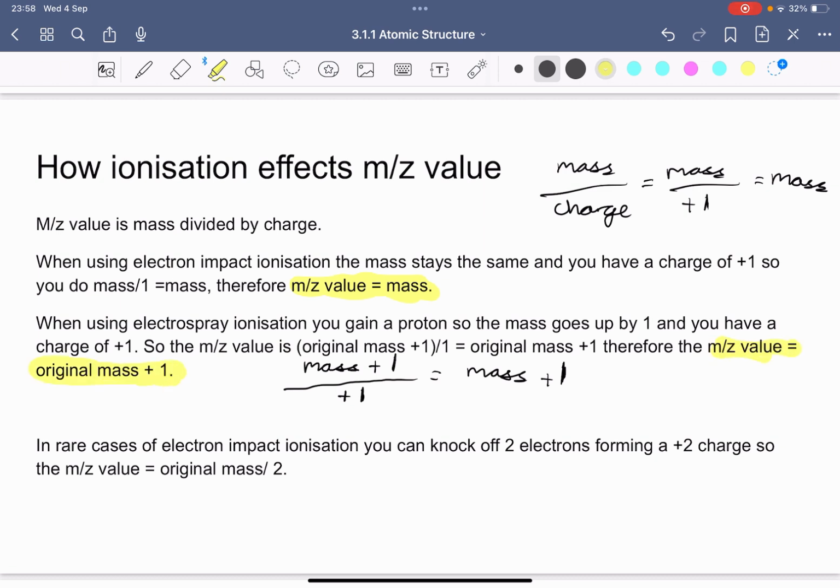Now, in rare cases of electron impact ionization, you can knock off 2 electrons, forming a +2 charge. So the m/z value will be the original mass divided by 2, because you have mass divided by +2.